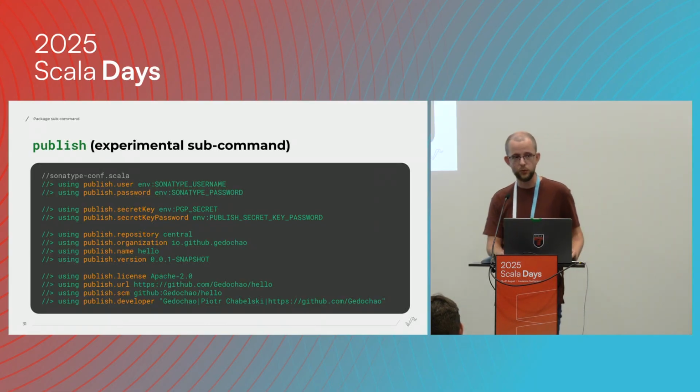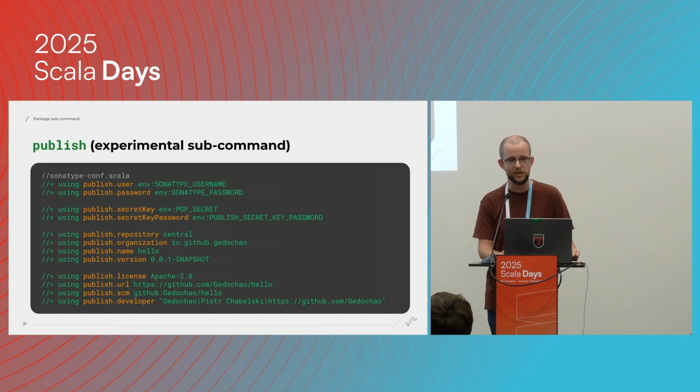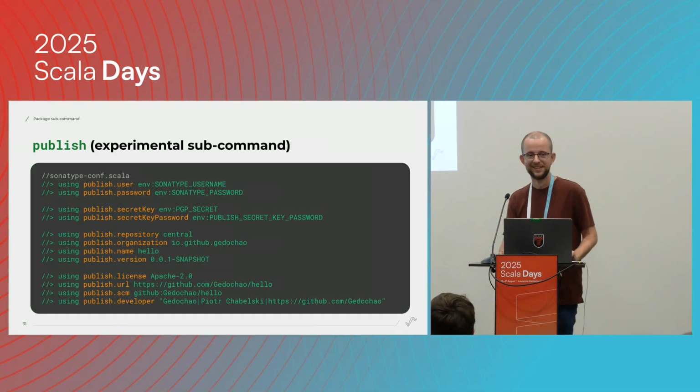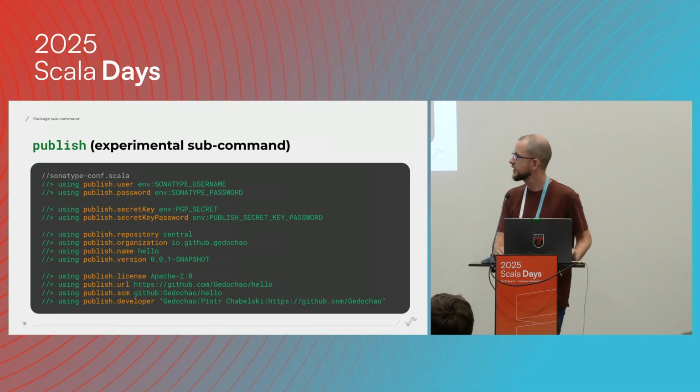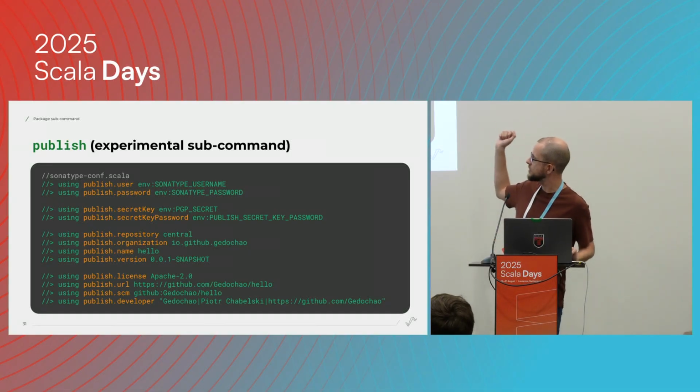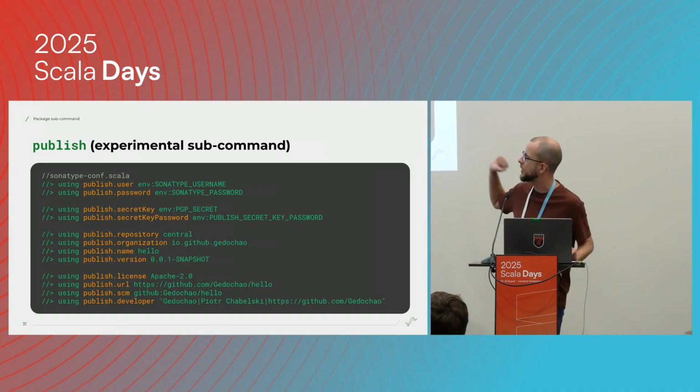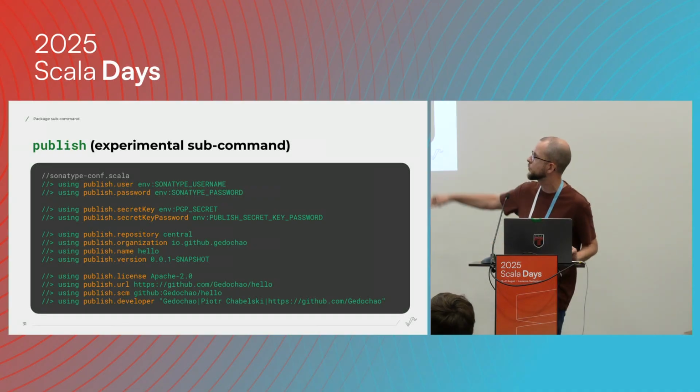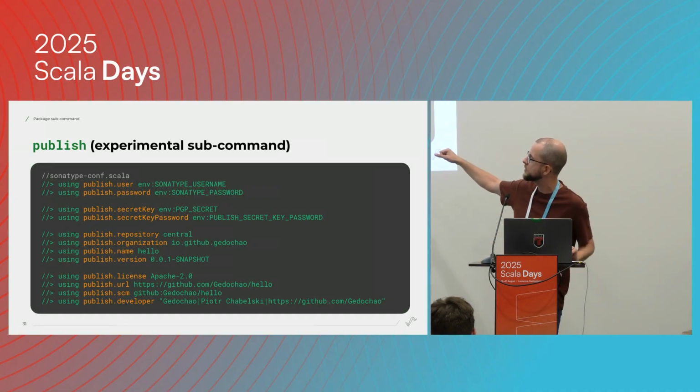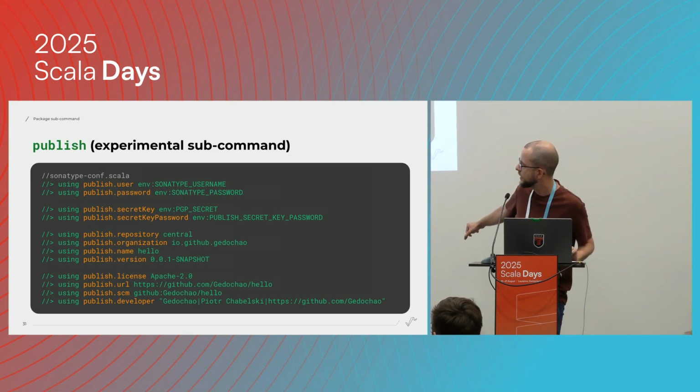Okay, publishing. Who has published something to Sonatype or anywhere else with Scala CLI? Okay, more than I thought. All right, so this is a simple example for a project that I published to Sonatype before this talk. There are the usual suspects here in the configuration. We configured the user and password, so the credentials for Sonatype, the encryption with PGP, all of the names necessary for an artifacts repository: organization, name, version, license, developers, all the usual stuff.